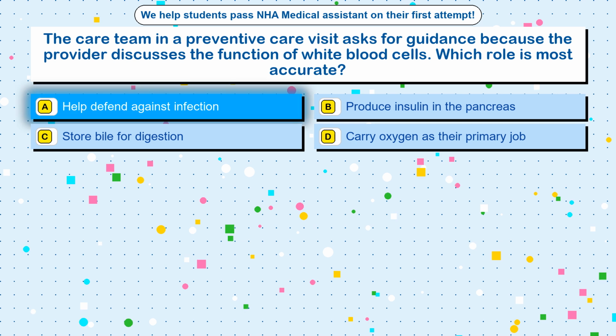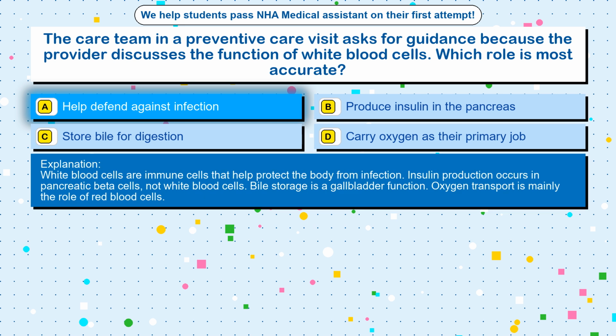Help defend against infection. White blood cells are immune cells that help protect the body from infection. Insulin production occurs in pancreatic beta cells, not white blood cells. Bile storage is a gallbladder function. Oxygen transport is mainly the role of red blood cells.